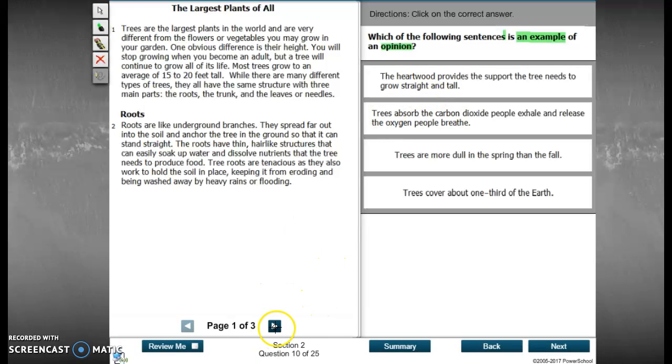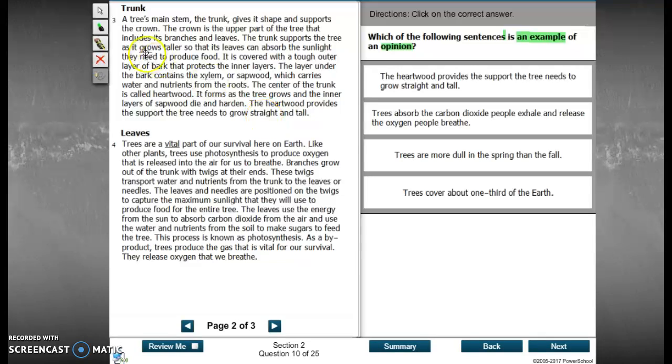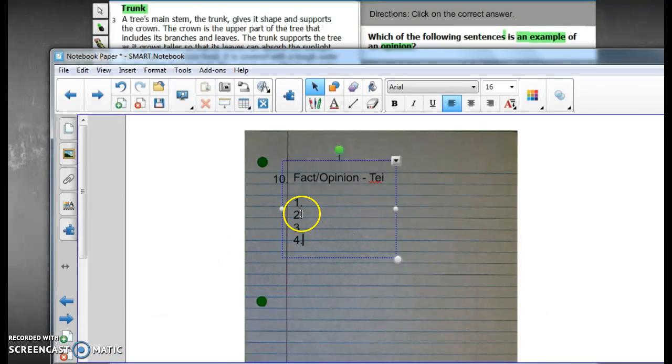If you look back through here where they're talking about the heartwood, you can see right here in the description of the trunk, if you skim, the center of the trunk is called the heartwood. It forms as the tree grows and the inner layers of sapwood die and harden. The heartwood provides the support the tree needs to grow straight and tall. That is a fact. It is not an opinion. That's what the heartwood does. Scientists have proven it. It'd be easier if you don't like using that pencil tool to just come in here, put choice 1 as an F. If you want to draw boxes, I don't care, but you need to label that it is a fact.